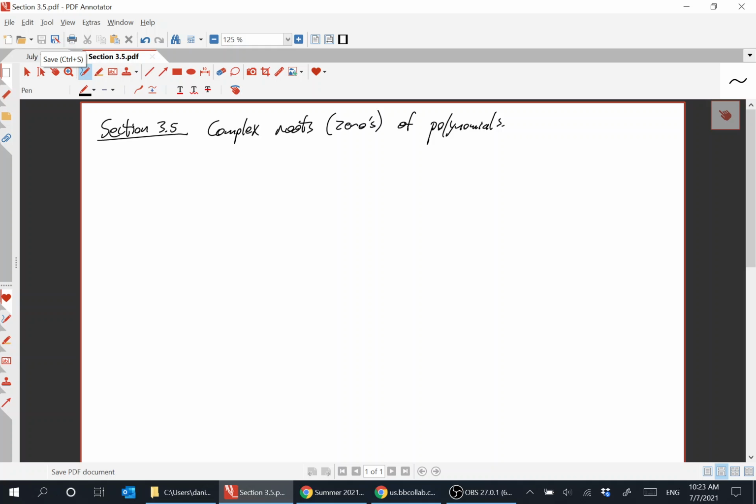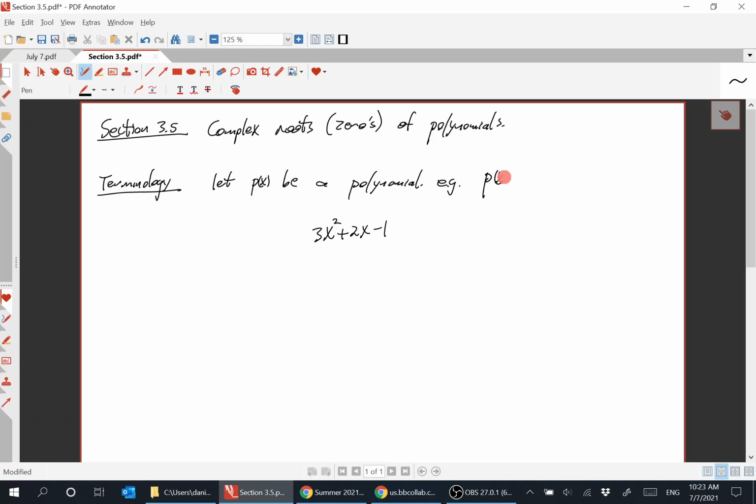So first of all, some terminology. Let P of x be a polynomial. Okay, so P of x is a polynomial. It's not an equation. It's a polynomial, right? Like 3x squared plus 2x minus 1. That's a polynomial.